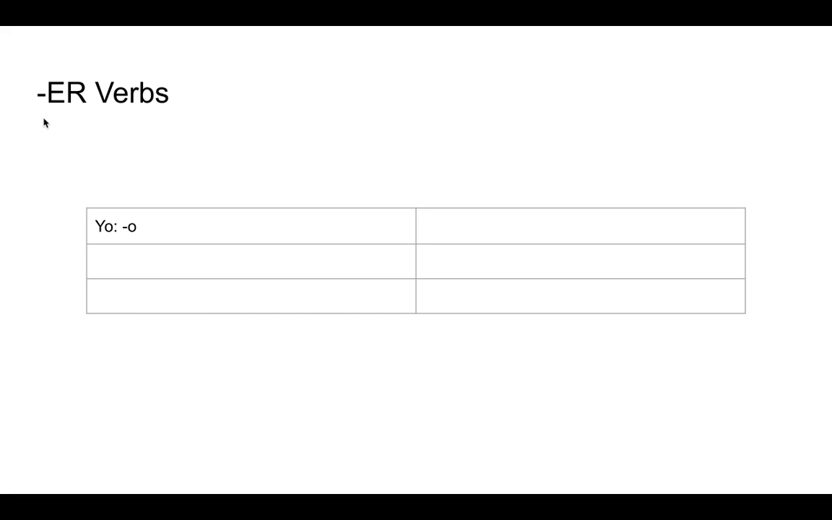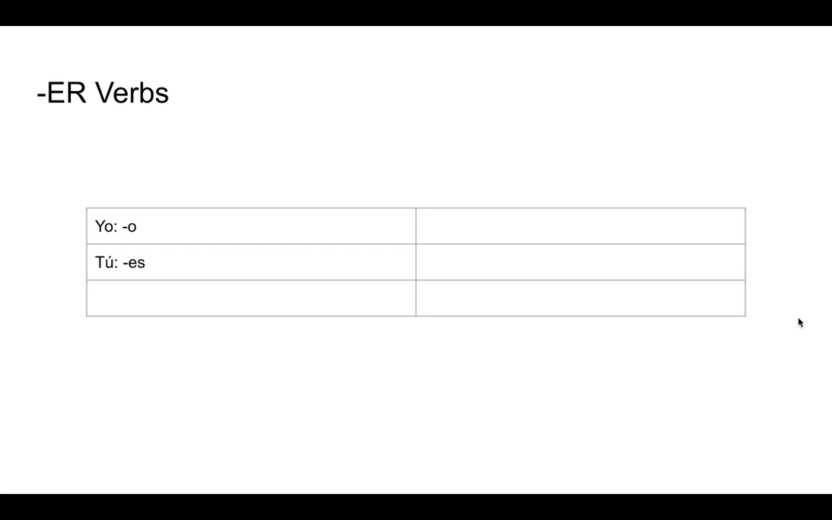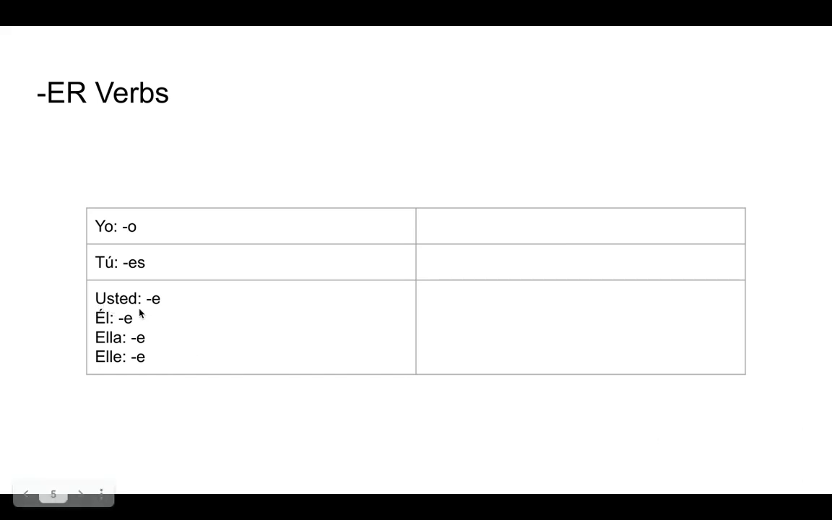Let's first start with our ER verbs. So after I say adios to the ER of my verb, I'm going to look at my chart. If I want to say yo, it's going to end in the letter O. In the tú form, it's going to be es. With usted, it's going to be e, él, ella, ella, e. So you'll see these all share the same ending, which means I cannot forget to put the subject of my sentence with them.